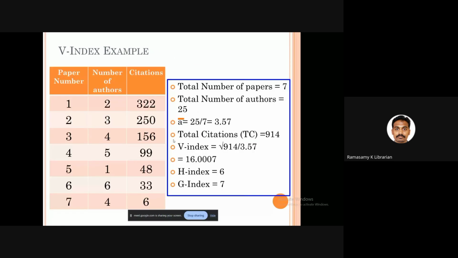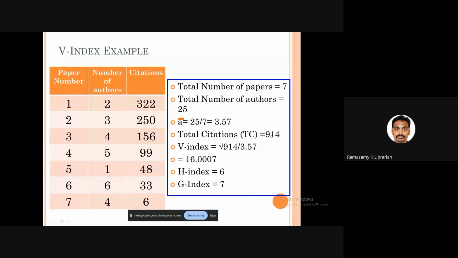For example, I'm just giving an example here. I got 7 papers, the number of authors I found in each and every paper, and the number of citations I received for each and every paper. Fine. How many papers in total? 7 papers. How many authors? You add all these counts, it comes to 25. So I know the number of authors and the number of papers. So A is equal to 25 by 7, which is 3.57. That is the average number of authors.